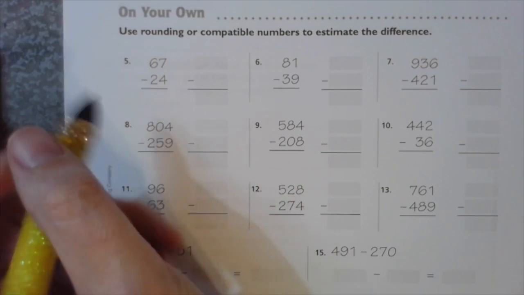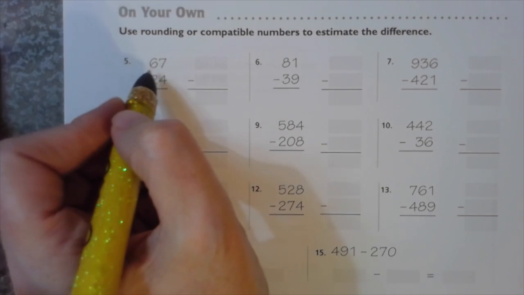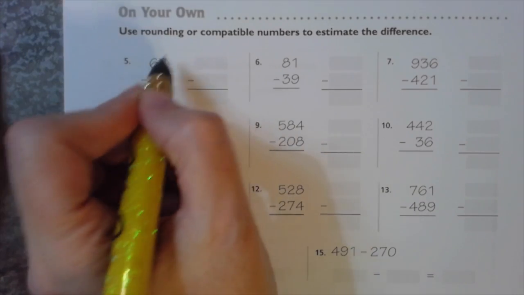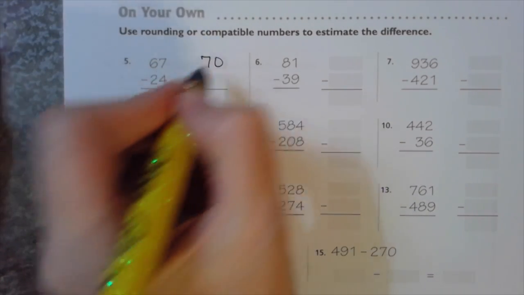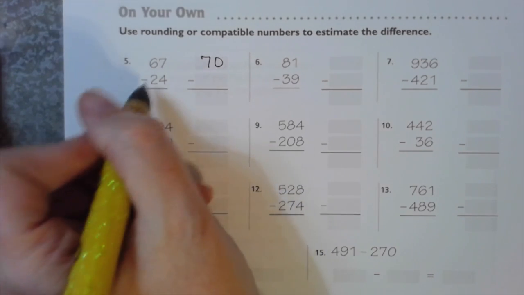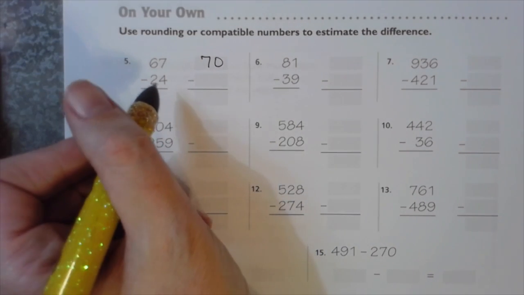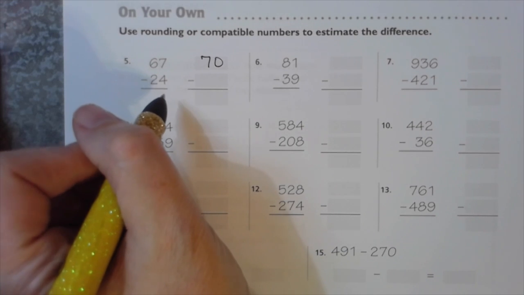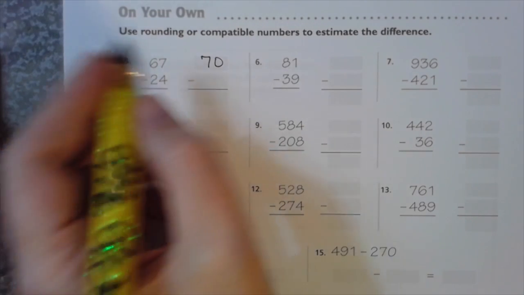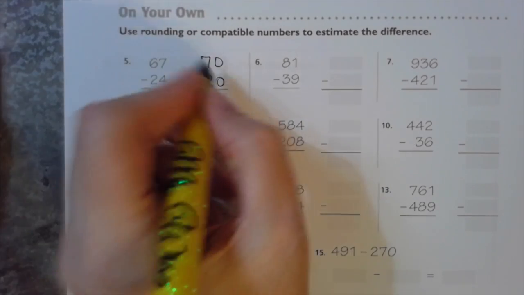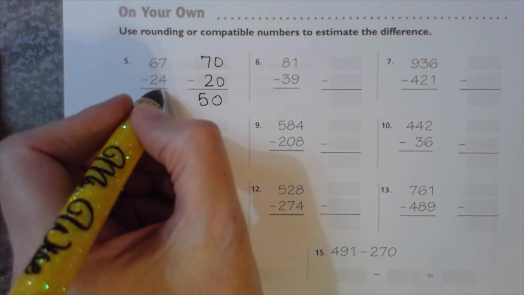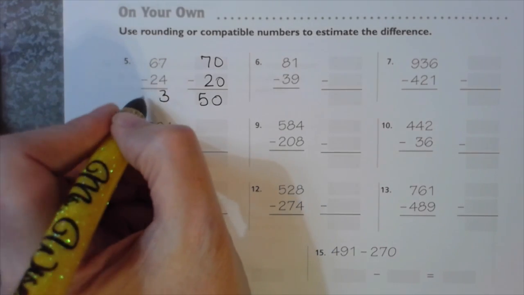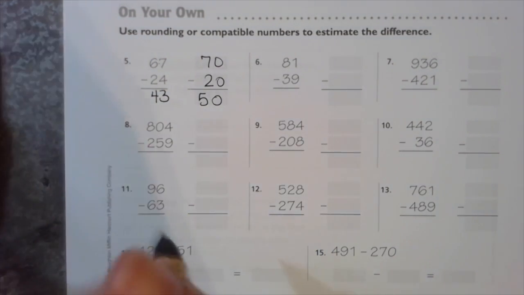All right, 67 minus 24. 67 rounds to what class? 70. 24 rounds to what? What class? I can't hear you. 20. 70 minus 20 is 50. 7 minus 4 is 3. 6 minus 2 is 4. 43 and 50, those are pretty close together, right? Not bad.